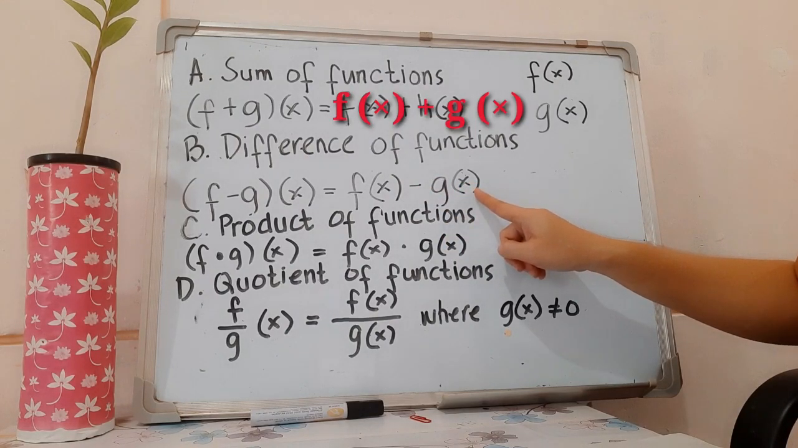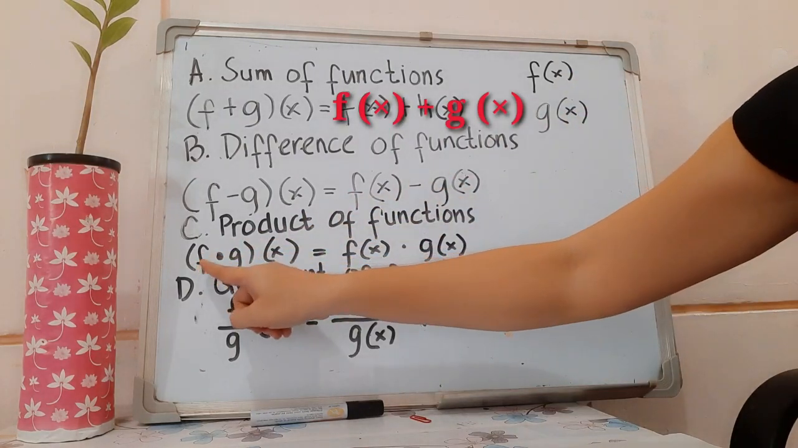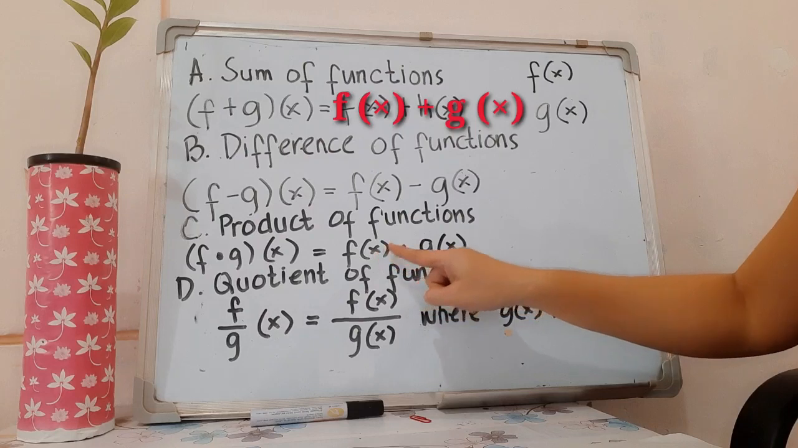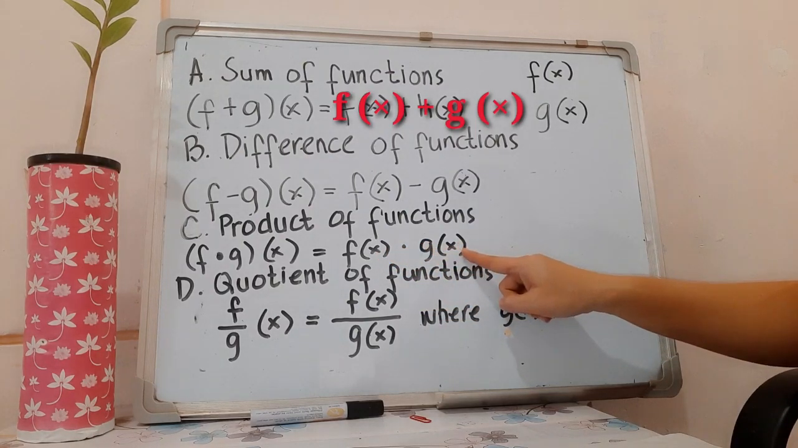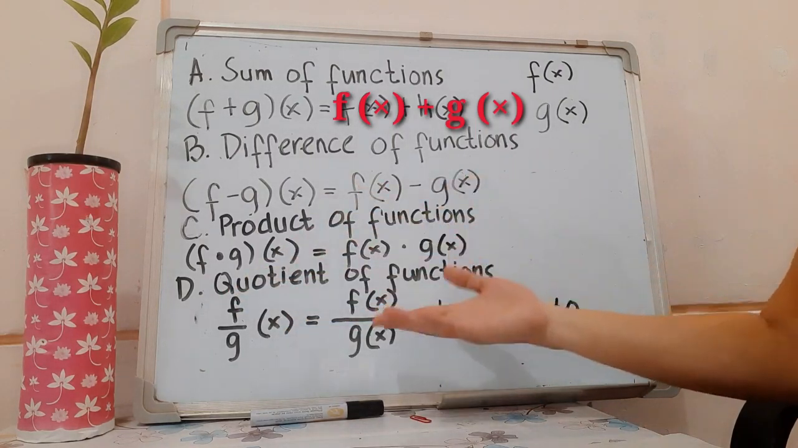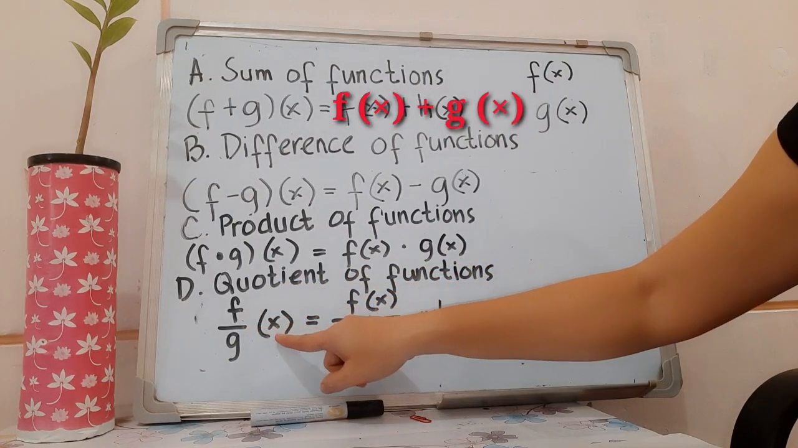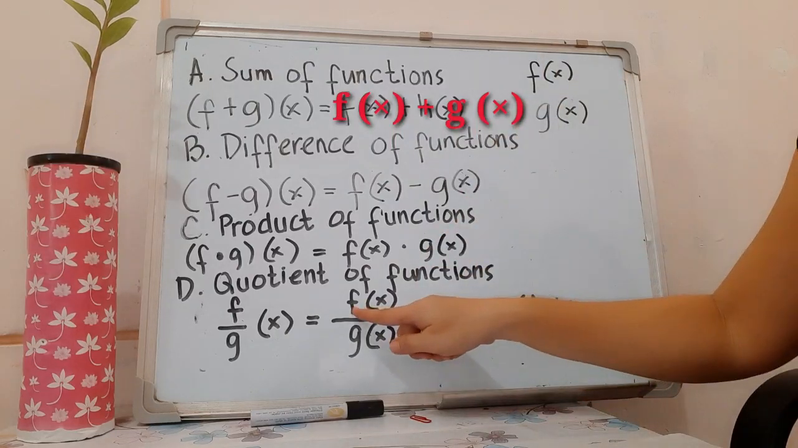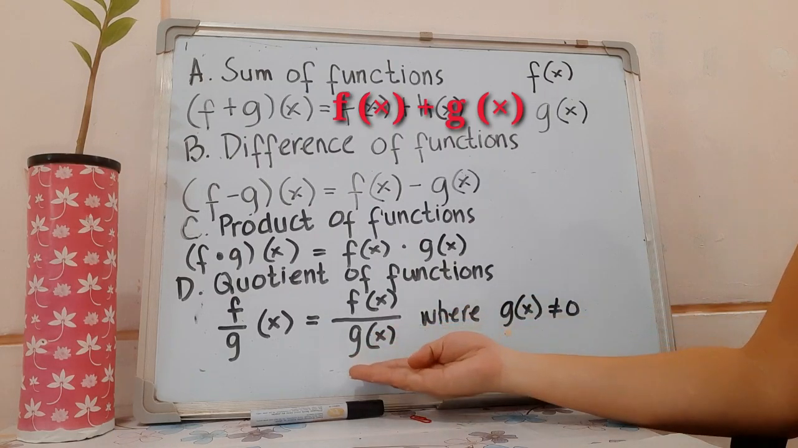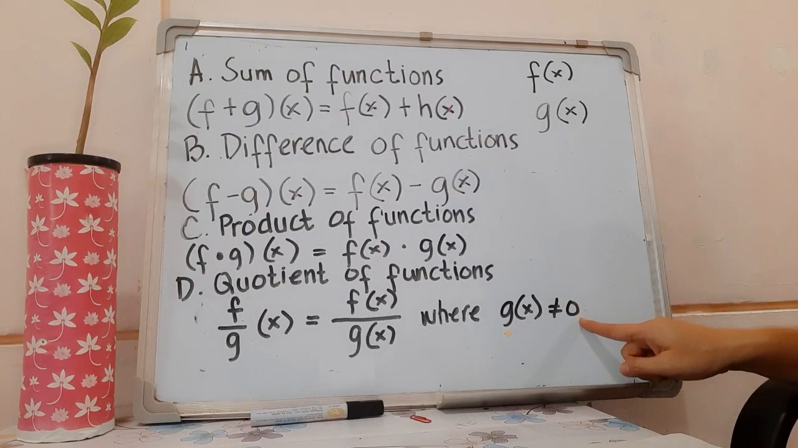Next, we can also get the product of the two functions. The quantity f times g of x will become f of x times g of x. Next, the fourth operation is the quotient, or we can divide functions. Quotient of functions, if we have f over g of x, then it will become f of x divided by g of x, where the denominator, g of x, should not be equal to 0.